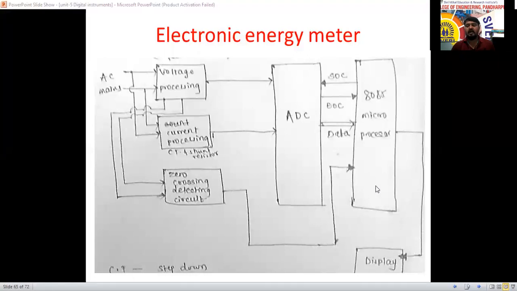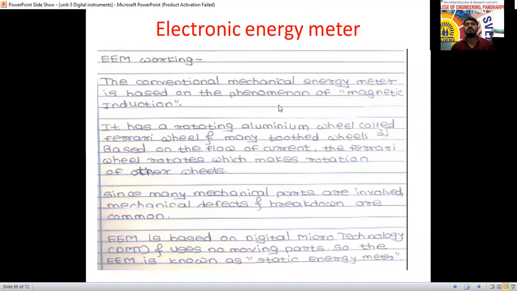So I have written the same explanation here. The conventional mechanical energy meter is based on the phenomenon of magnetic induction. Based on the magnetic effect, the wheel rotates. It has a rotating aluminum wheel called the Ferrari wheel, with many teeth and slots based on the flow of current. Because of the current, the wheel rotates, which drives the gearing system.